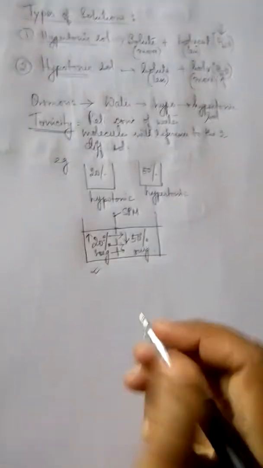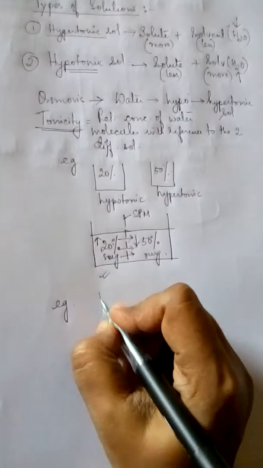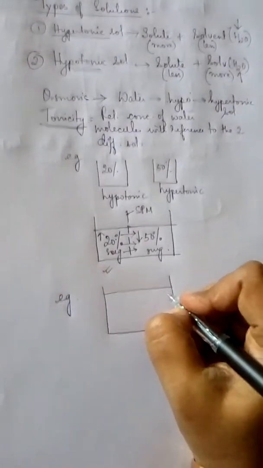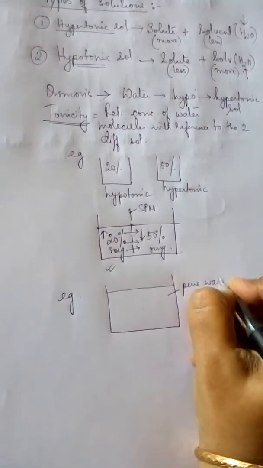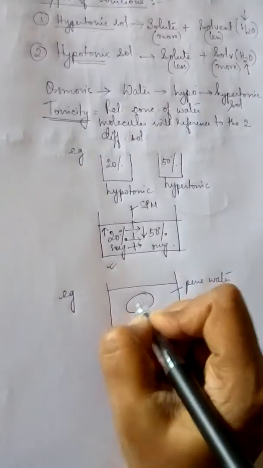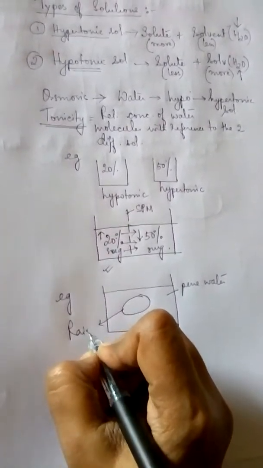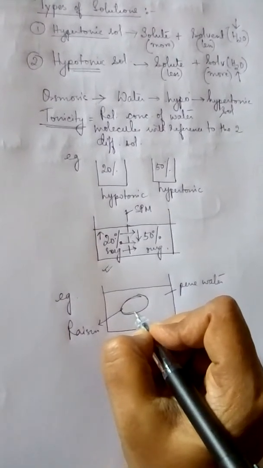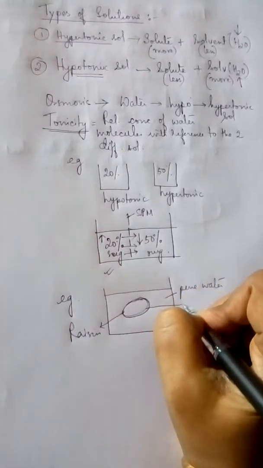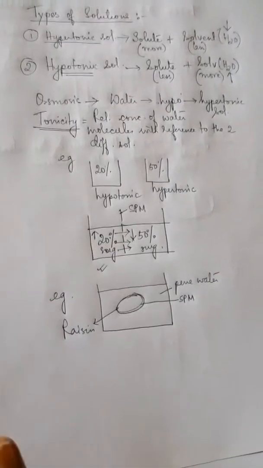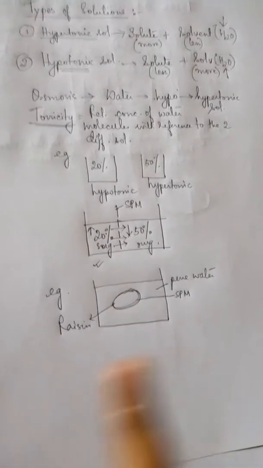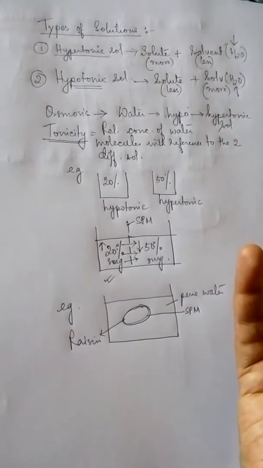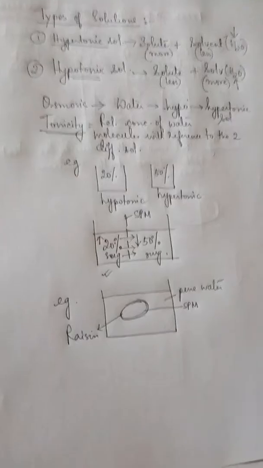Now, another example which I can give you. Suppose I take a beaker, and I take pure water inside, and I take a raisin. A raisin is actually a plant cell which has a cell wall and a cell membrane. Say this is the cell membrane. Now what is the cell membrane? It is a semipermeable membrane, SPM. So osmosis will take place across the semipermeable membrane. Now a raisin is a dried form of a fruit.